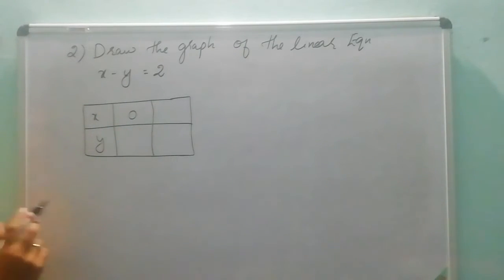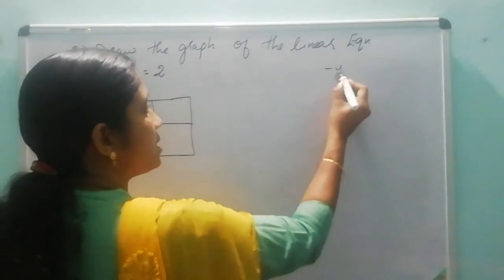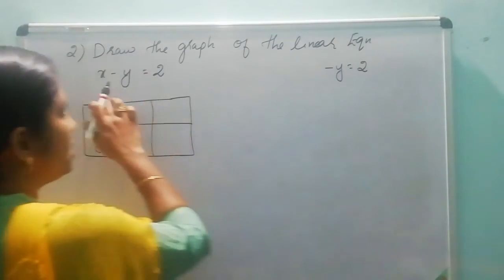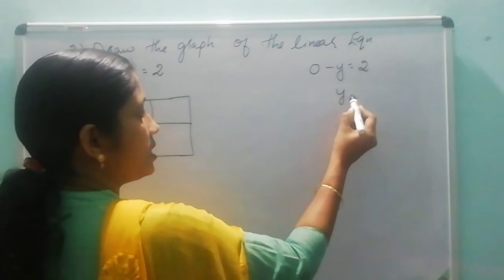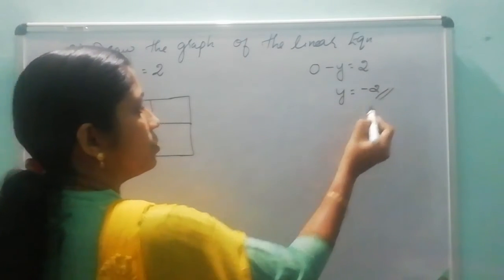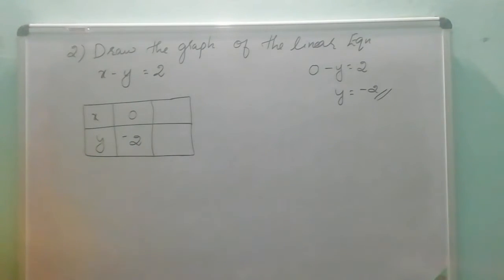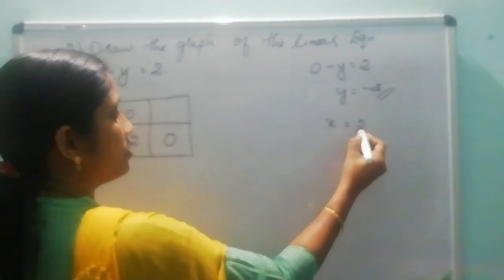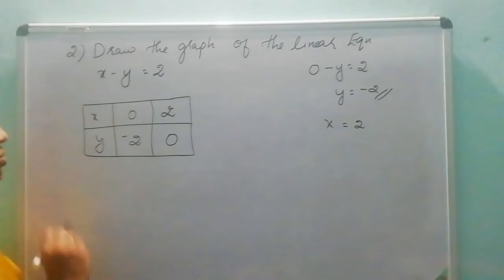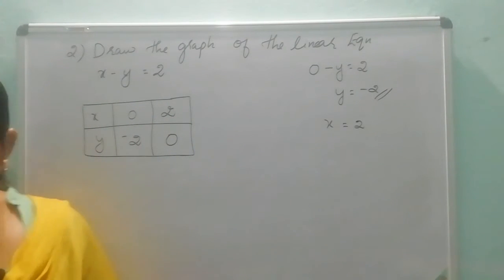What happened? When x is equal to 0, it becomes 0 minus y is equal to 2. Therefore, y is equal to minus 2. So, when x is equal to 0, we got y is equal to minus 2. Then we can put y is equal to 0. When y is equal to 0, it becomes x is equal to 2. Thus we got the two solutions for x and y. Then we can draw the graph.